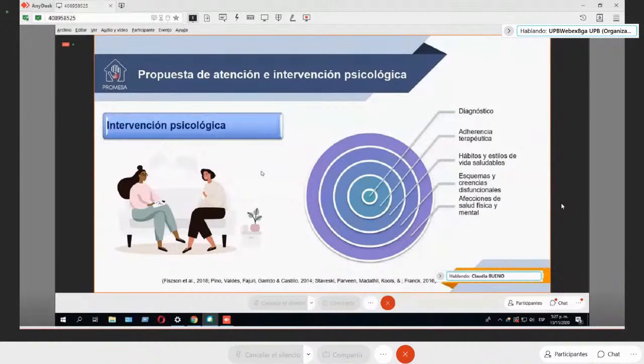So this would be sort of the work that we would have on the intervention phase in psychology within the PROMESA program. We are working with the caregivers in individual sessions. We're trying to identify these elements that I just mentioned. We have developed a psychometric scale to assess the perceptions, the impact of the disease, support networks, interactions with the hospital team.